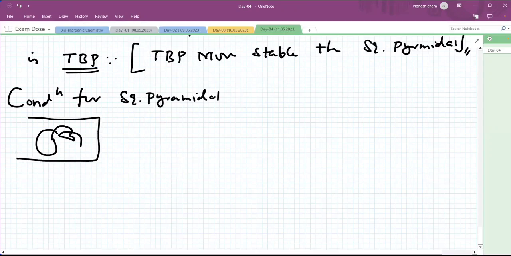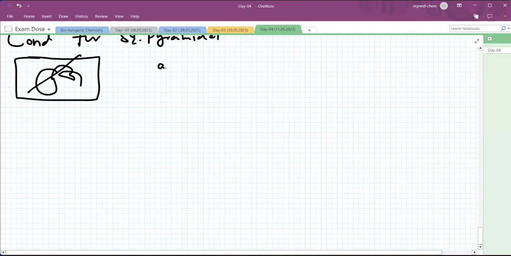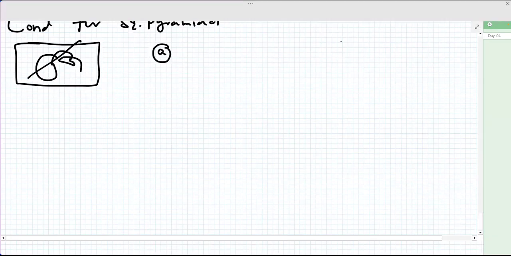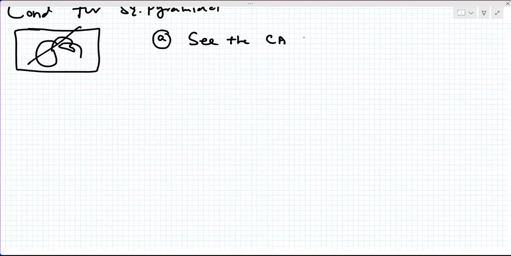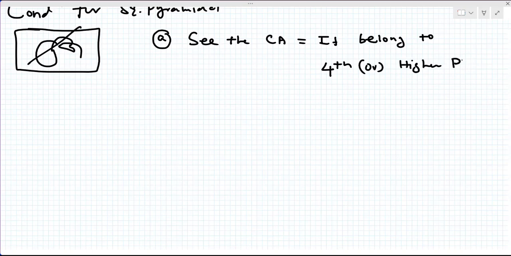Okay, this is what I cannot drop this one. Erase. Okay. Listen. Condition number 1. What is the condition? First condition, please note. See the central atom. If the central atom belongs to the fourth or higher period. Fourth or higher period. First condition. Second condition.